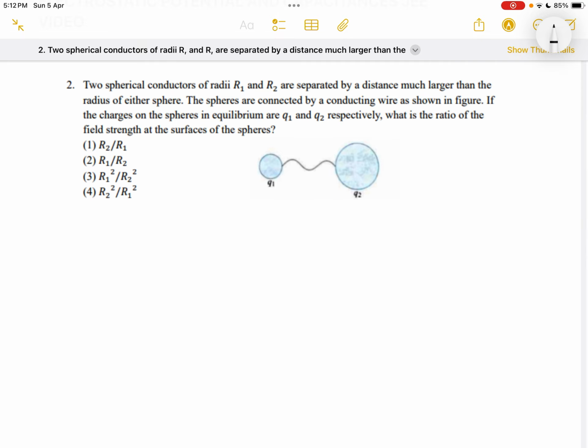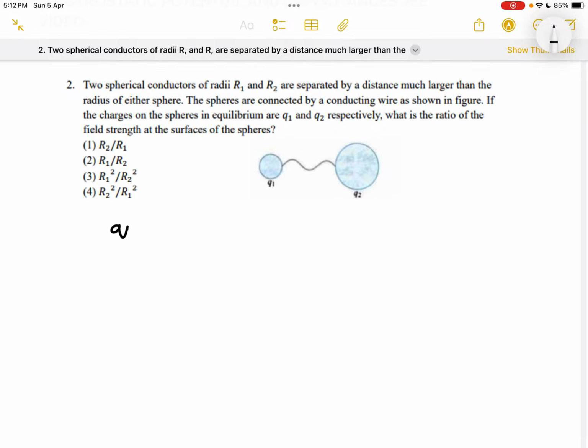Two spherical conductors of radii R1 and R2 are separated by a distance much larger than the radius of either sphere. The spheres are connected by a conducting wire as shown in the figure. The charges on the spheres in equilibrium are Q1 and Q2 respectively. What is the ratio of field strength at the surface of the spheres?